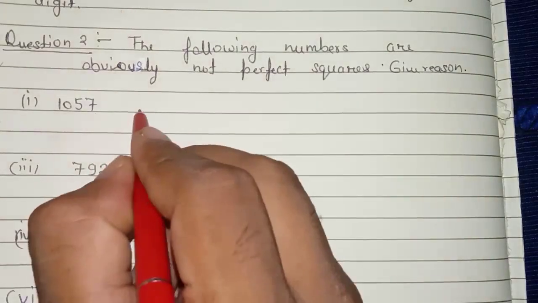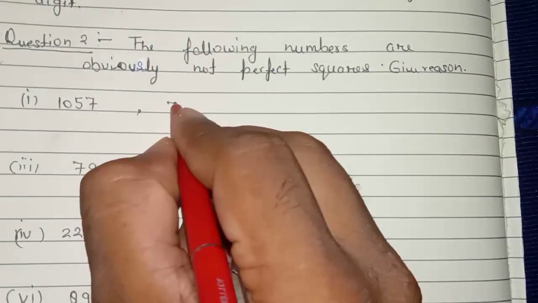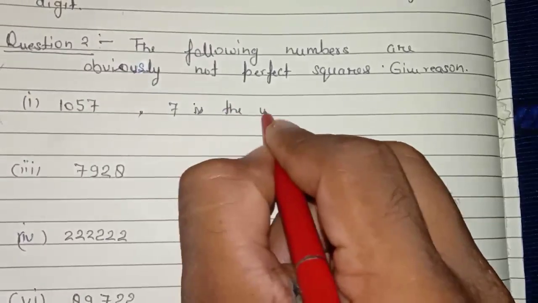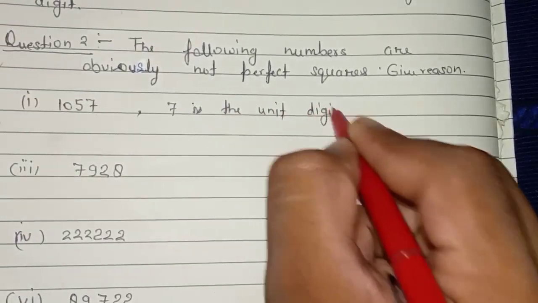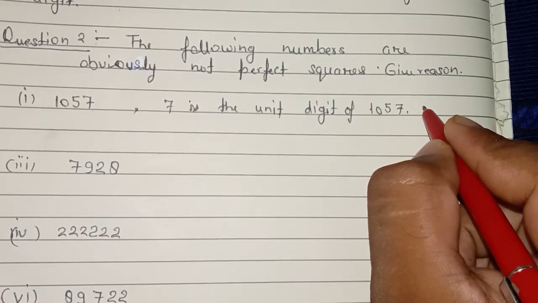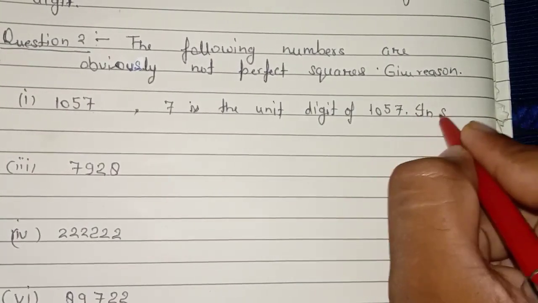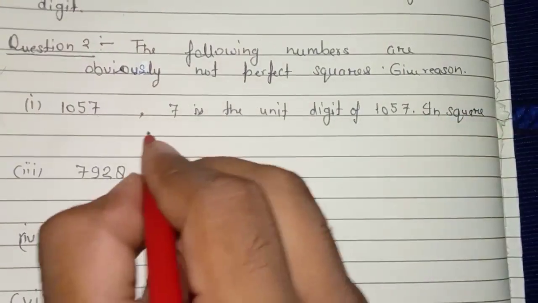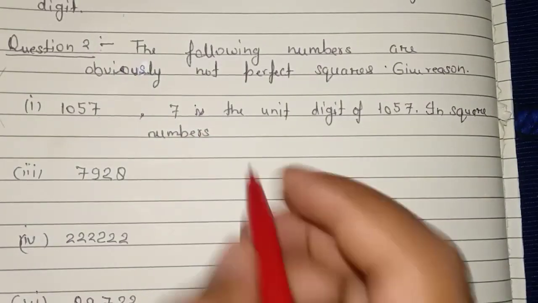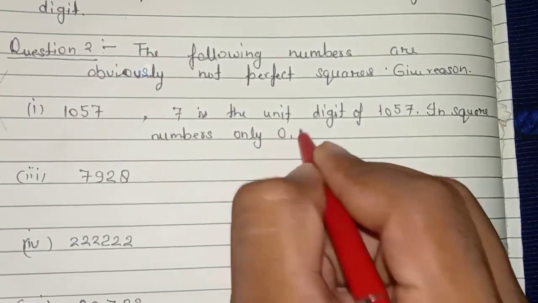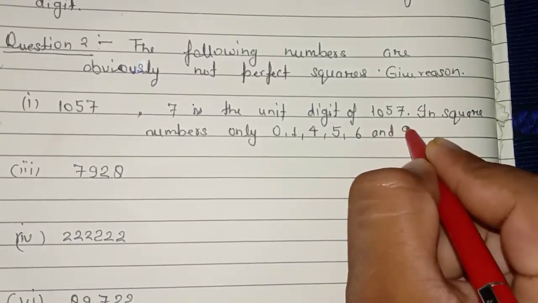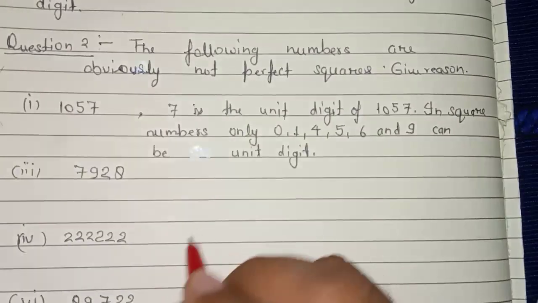So we can write here 7 is the unit digit of 1057, and in square numbers or perfect squares, only 0, 1, 4, 5, 6 and 9 can be unit digit.